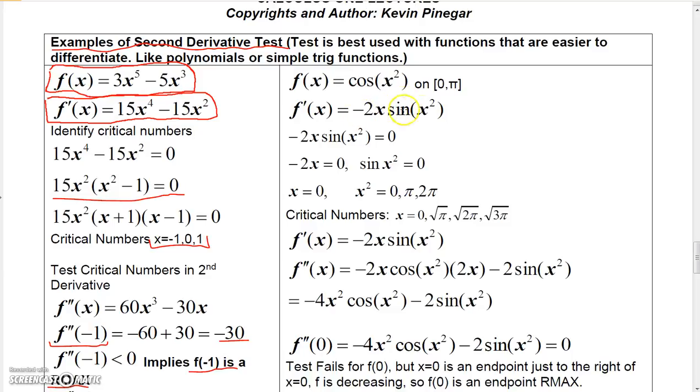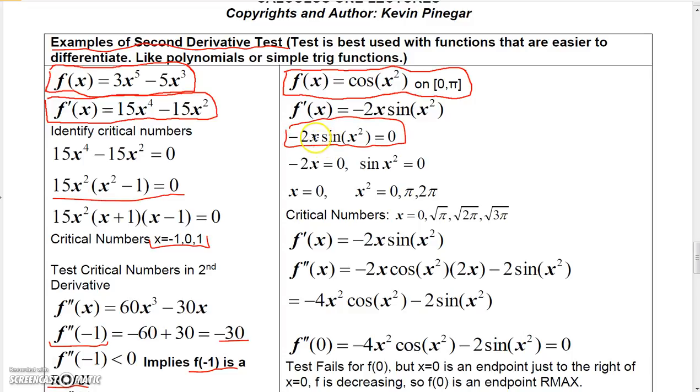Okay, so let's finish this section on the second derivative test. We'll do this function, cosine x squared, but we're only going to look from 0 to pi, so the closed interval from 0 to pi. You can take the first derivative of this and you'll get minus 2x sine of x squared. The first derivative is actually going to give me the critical numbers.